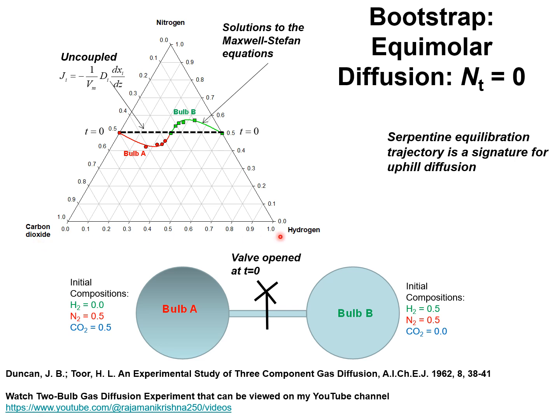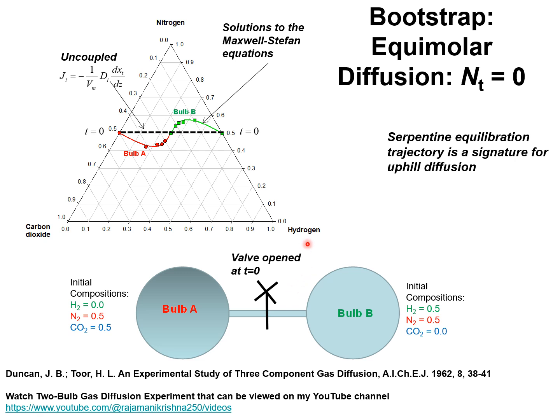Plotted in composition space, we see that the compositions do not equilibrate in a linear manner. Rather, the equilibration trajectory is serpentine. A serpentine equilibration trajectory is a signature of uphill diffusion, as I have explained in my video presentation on uphill diffusion that may be viewed on my YouTube channel.